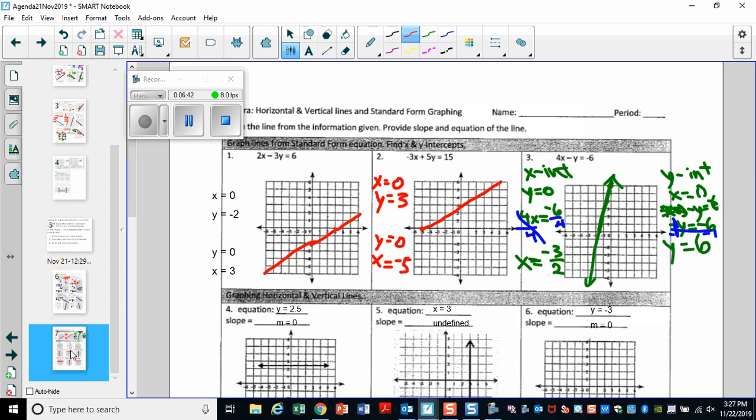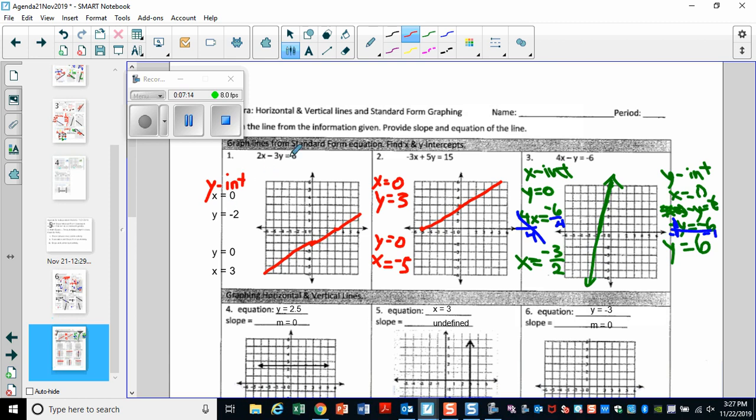Now, we talked about this earlier in the previous set of notes for this activity. Graphing lines from standard form equation. Remember, to get the y-intercept, you need to set x equal to 0. So this is your y-intercept. So that's our y-intercept. You set x to 0.